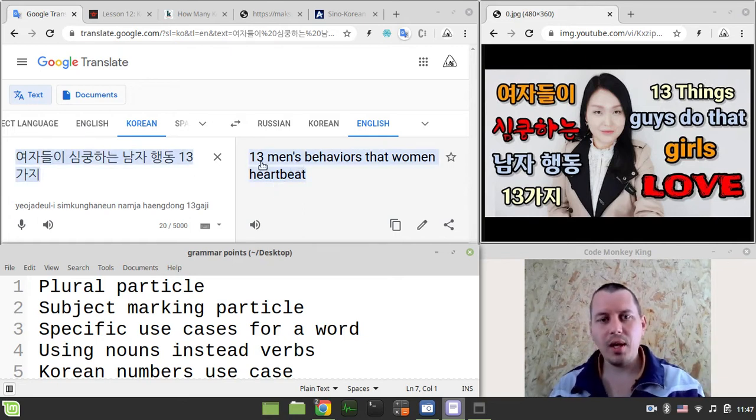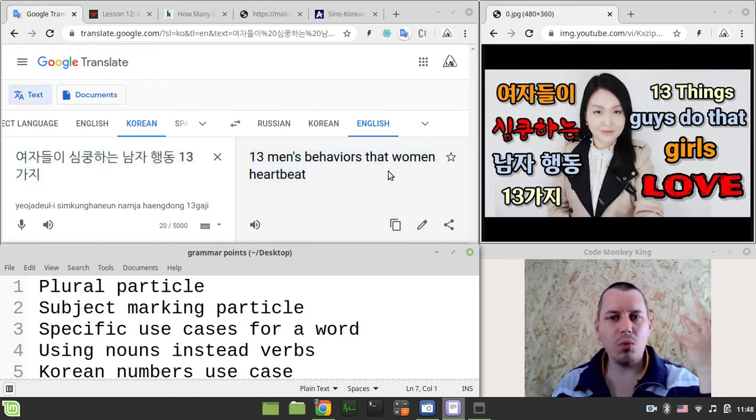So we would say something like 13 man's behaviors that make women's hearts beat, or beat faster, or invoke women's heartbeat, or at the very least we could say the behavior that heartbeats women, right? I don't know, but saying it this way doesn't really feel natural in English. Do you agree with me, guys? So it doesn't really feel that natural.